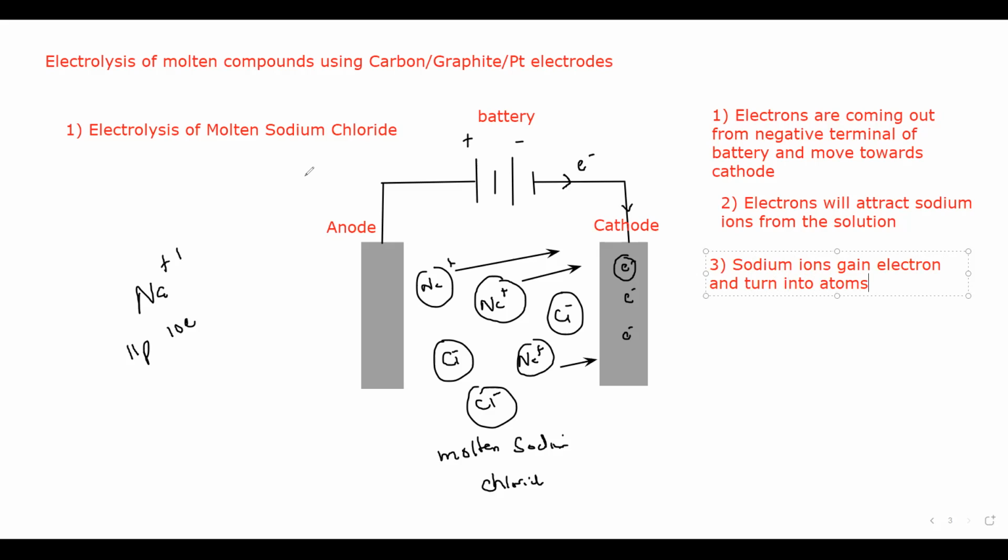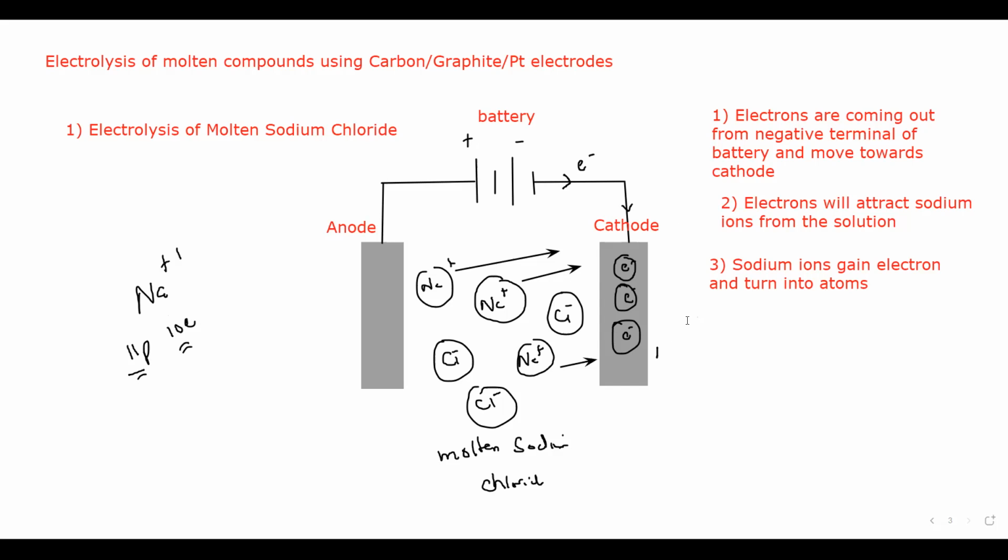The sodium ions have 11 protons and 10 electrons. So how can these ions turn back into atoms? By taking this electron from the cathode. Sodium atoms tend to lose electron, but sodium ions, which have more protons and fewer electrons, attract that electron from the cathode, and they turn into atoms.